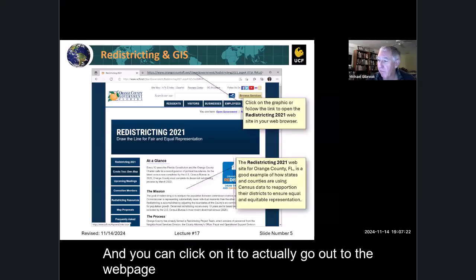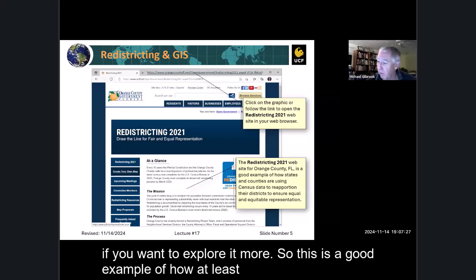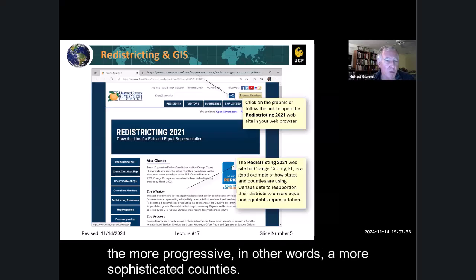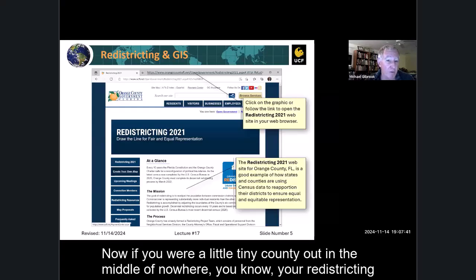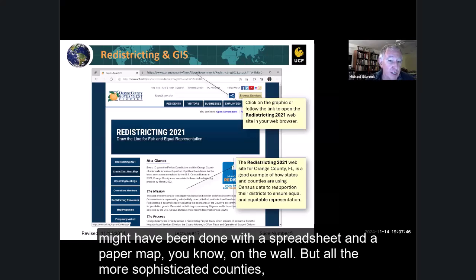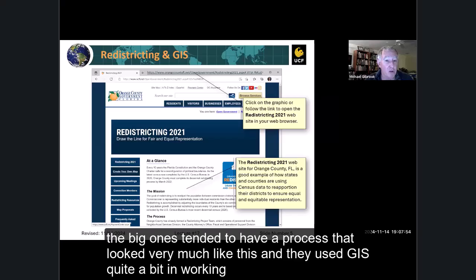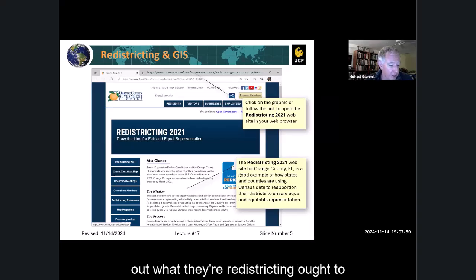And you can click on it to actually go out to the web page if you want to explore it more. So this is a good example of how at least the more progressive, in other words more sophisticated, counties work. Now, if you were a little tiny county out in the middle of nowhere, your redistricting might have been done with a spreadsheet and a paper map on the wall. But all the more sophisticated counties, the big ones, tended to have a process that looked very much like this, and they used GIS quite a bit in working out what their redistricting ought to be.